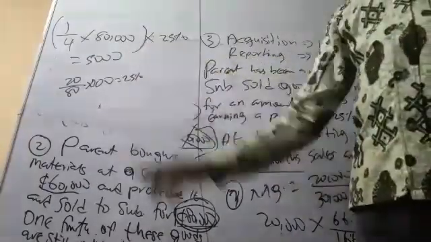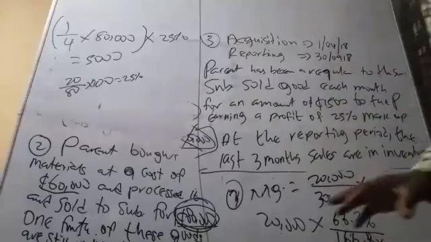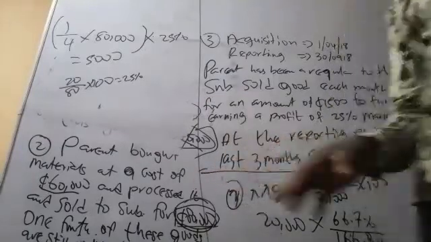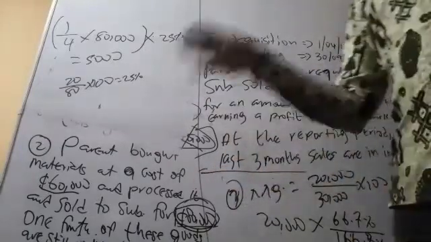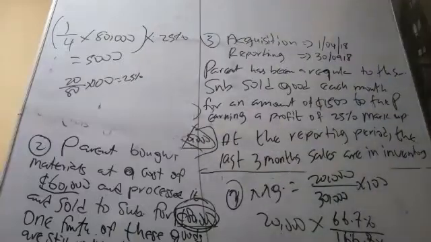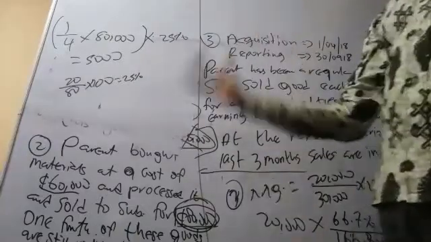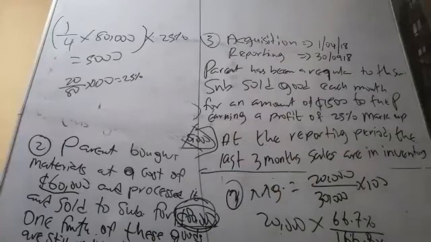Then, who made the sale? A parent made the sale. So parent profit must be reduced by what? By 5,000. That's the group retained earnings, which must be reduced by 5,000. We are done. That's all.